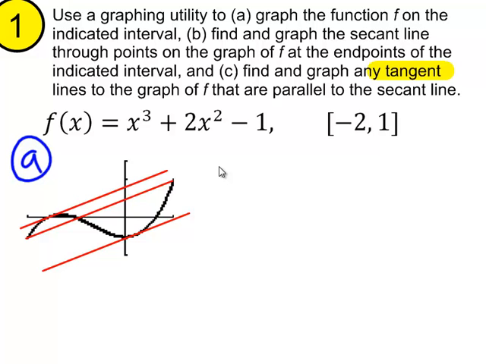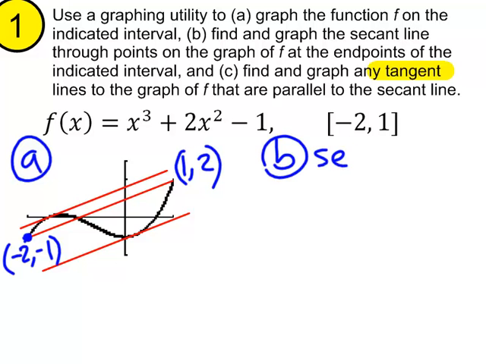Let's start with that secant line. And again, that's the one in the middle here, right? So we had said earlier that this point had coordinates of -2, -1, and 1, 2. So for part B, finding the secant line, let's bring up the mean value theorem here and remind ourselves where that is present in the mean value theorem.